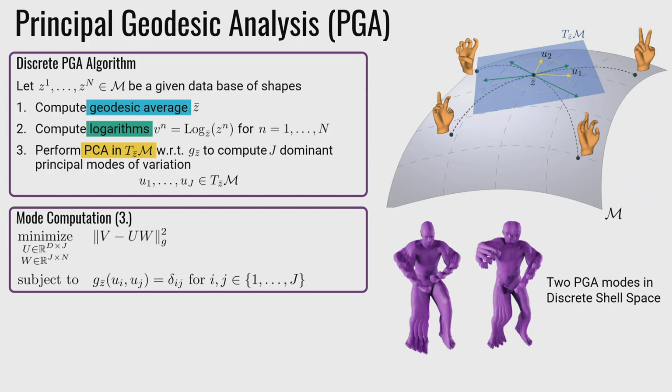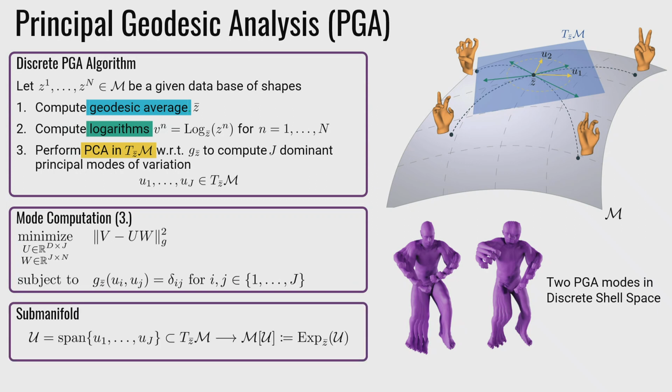So here, this is an example where we computed PGA modes in this discrete shell space, which basically show you that these modes give you the main motion directions of your shape. And this then allows you to maybe define a submanifold that is now only spanned by those modes. So if you want to not work in the whole shape space, but just in some subspace, you can use this.